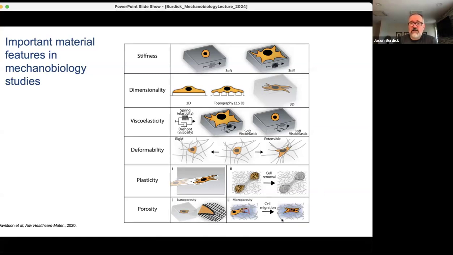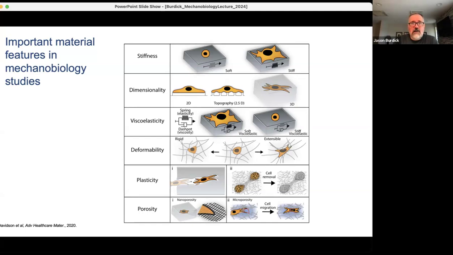Whereas with microporosity, a cell might be able to just find its way through a path, whether it's incorporating degradation or not. So lots of things. And I think as you read papers on mechanobiology, a lot of these terms will come up, and thinking about what the authors mean by those properties and what they're really exploring can be important.